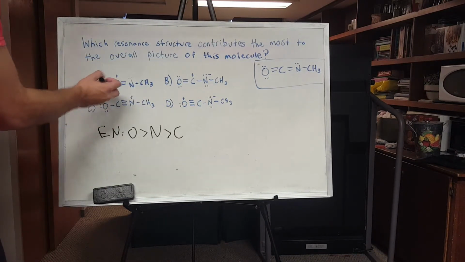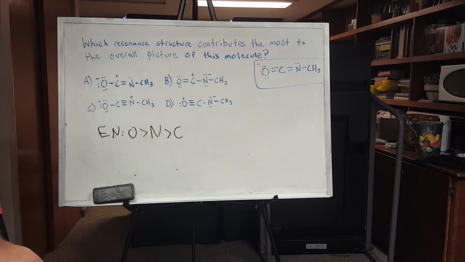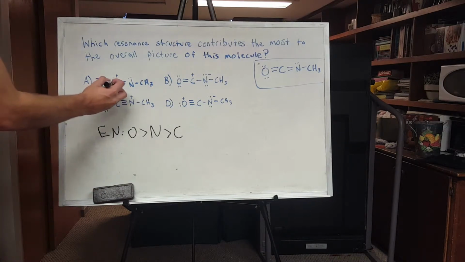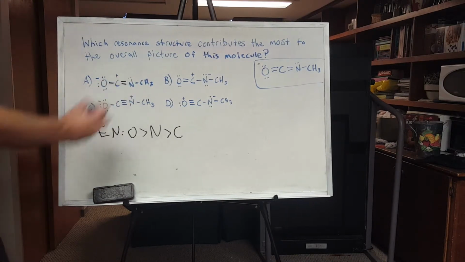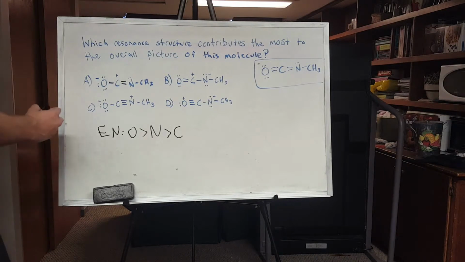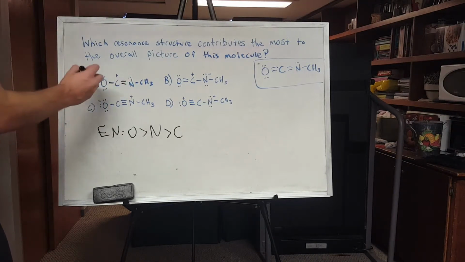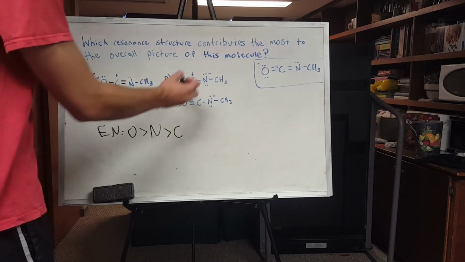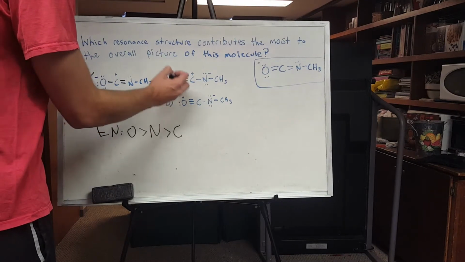So let's just look at A. Let's go through these. O has a minus charge. That's good, it's the most electronegative. C has a positive charge. Yes, it's the least electronegative, but we're breaking the octet rule here. It has 3 bonds, no lone pairs of electrons. We want 4 things coming from carbon, and there's only 3. So we can cross off A. Same with B, only 3 things coming from this carbon.